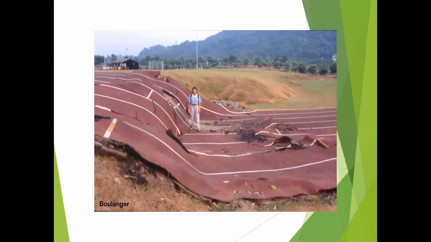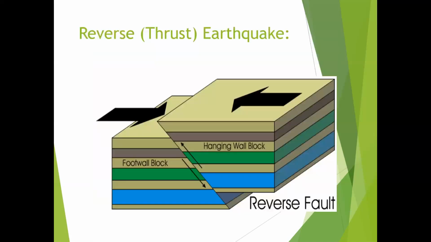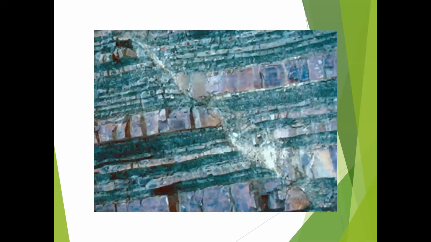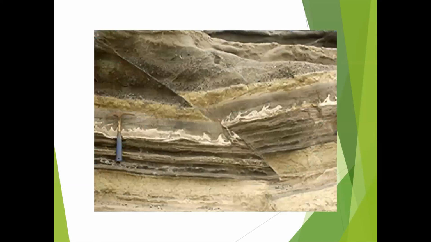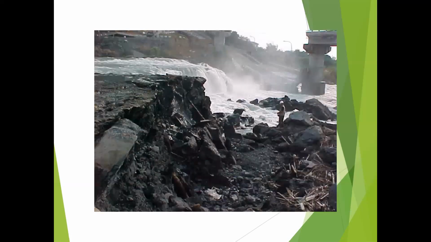So these are pretty crazy pictures. Last is going to be our reverse, and that's when our hanging wall is thrust up. So you can see here, moving up. You can see the movement of this plate is up or thrusted up. And this is another one where it's thrusted up, so you can see a lot of damage that's been happening from this particular type of earthquake.